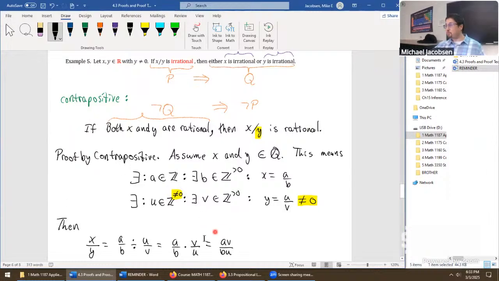And our goal is to show that right there is a rational number. It may or may not be. Just because you wrote down a fraction doesn't say with certainty it's rational. For example, root 3 over 4 is absolutely irrational.